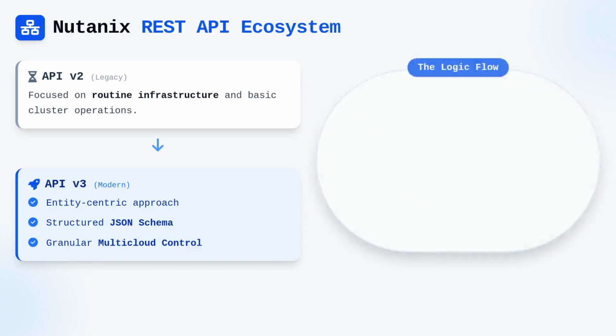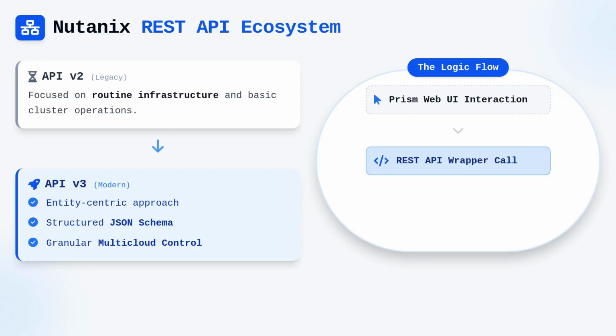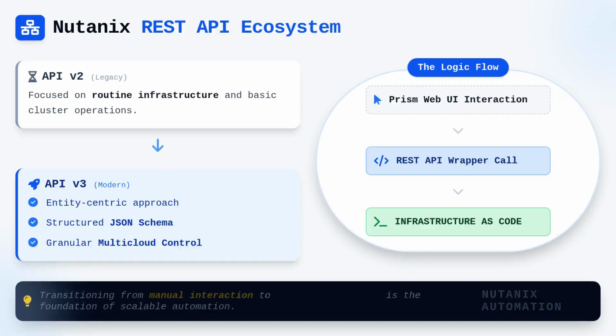When you look at the Prism infrastructure, every action performed via the web interface is essentially a wrapper around a specific API call. By observing these interactions, you gain the ability to replicate those actions programmatically, effectively treating your infrastructure as code. This transition from manual interaction to scripted execution is the foundation upon which scalable automation is built.